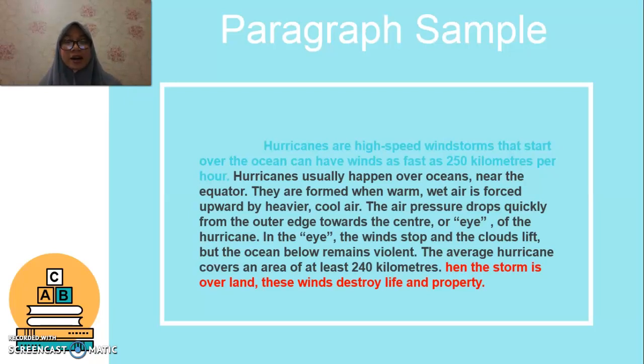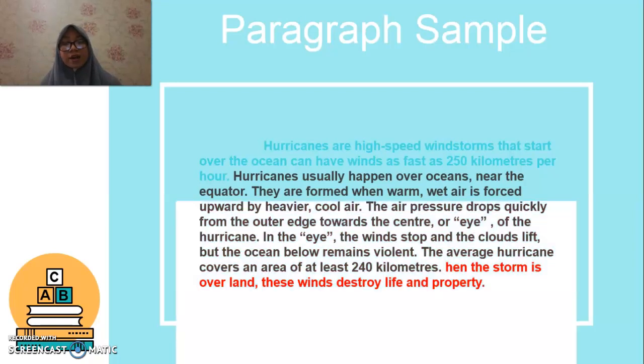Hurricanes are high-speed windstorms that start over the ocean and can have winds as fast as 250 kilometers per hour. Hurricanes usually happen over oceans, near the equator. They are formed when wet air is forced upward by heavy, cool air. The air pressure drops quickly from the outer edge towards the center, or eye, of the hurricane. In the eye, the wind stops and the clouds lift, but the ocean below remains silent. The average hurricane covers an area of at least 240 kilometers. When the storm is over land, this wind destroys life and property.